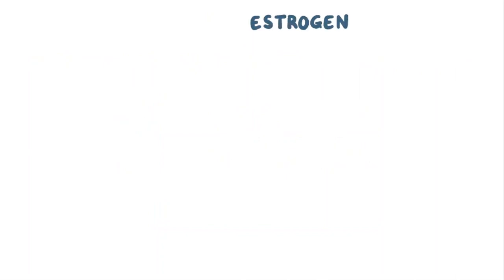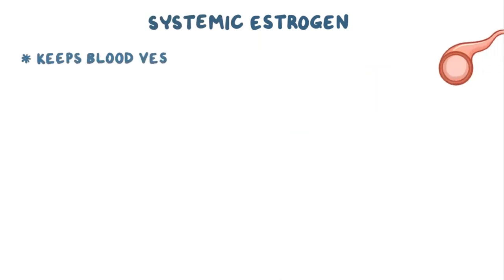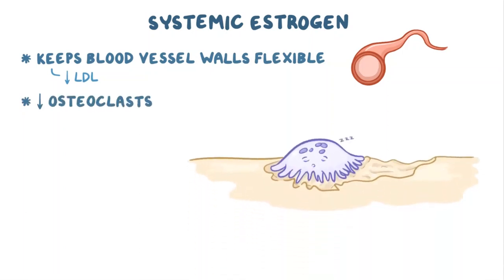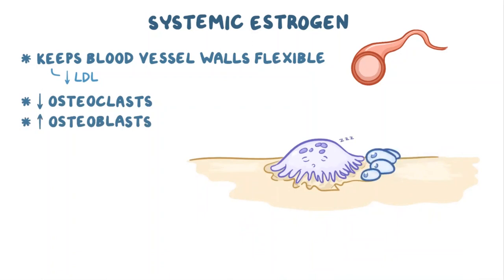Alright, now estrogens also act on a systemic level. They have a protective effect on the cardiovascular system by keeping the blood vessels' walls flexible and by lowering the levels of LDL cholesterol. In the skeleton, estrogens decrease the action of osteoclasts, which break down bone, and increase the action of osteoblasts, which build up bone. So they help sustain bone density.